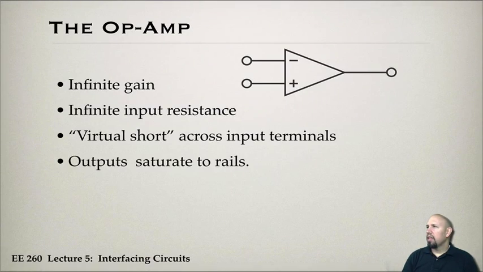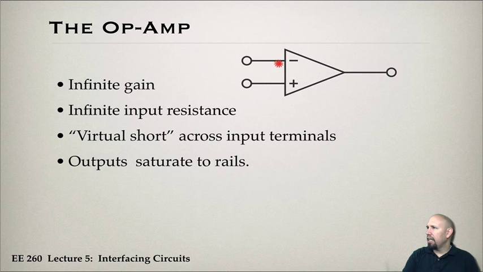Okay, so when we talk now about op-amps, the op-amp is a very useful device. Theoretically, an ideal op-amp has infinite gain and infinite input impedance, or input resistance. We talked about that already, and we saw that that was a good thing. In general, there is what's called a virtual short across the two terminals. So it's this 3-terminal device.